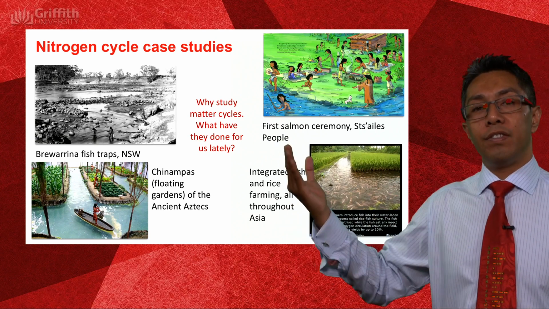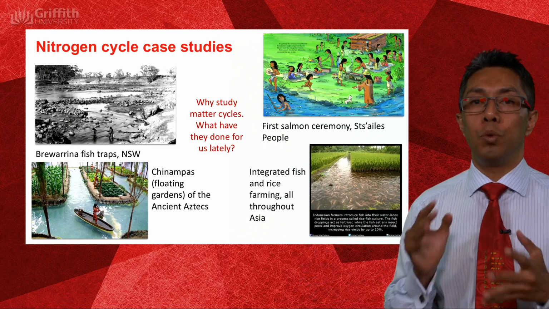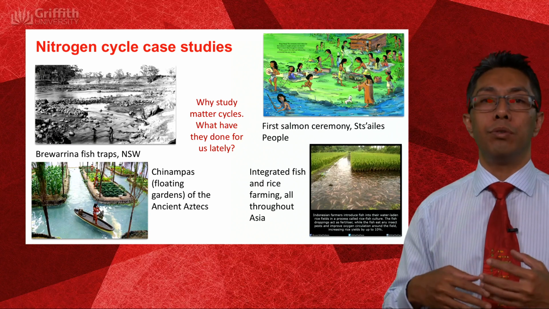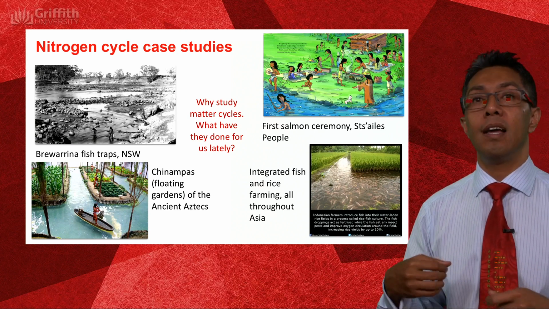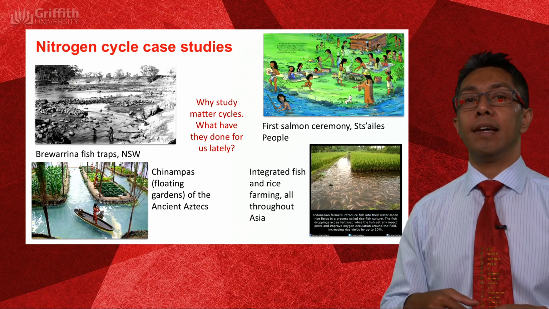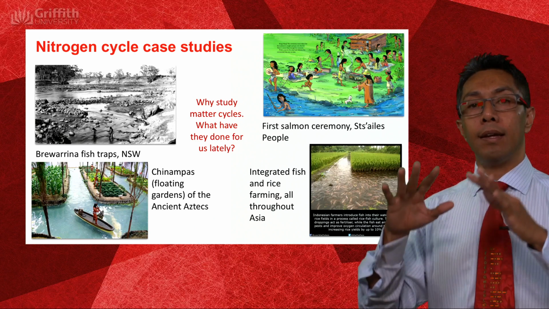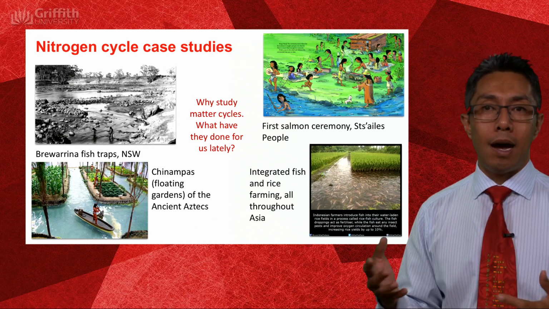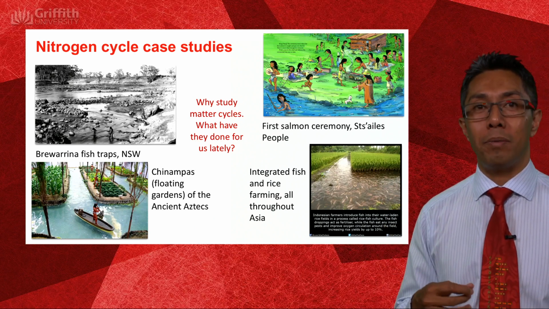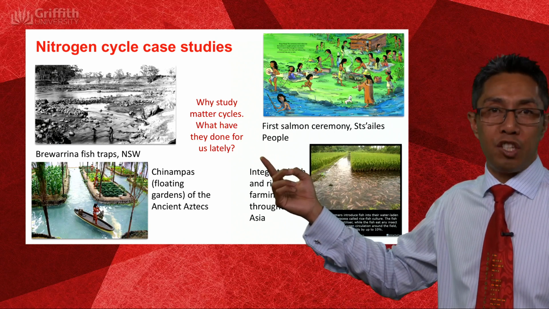So since time immemorial, humans have been studying the natural world and watching the cycles, the ebb and flow of the seasons, the ebb and flow as animals migrate, as plants bloom and flower and fruit, and then go into dormancy over a cold period of the month. So what you can see at the top there is Brewarrina fish traps.